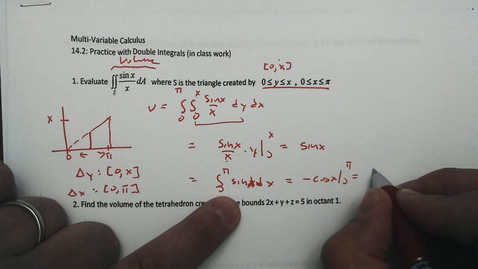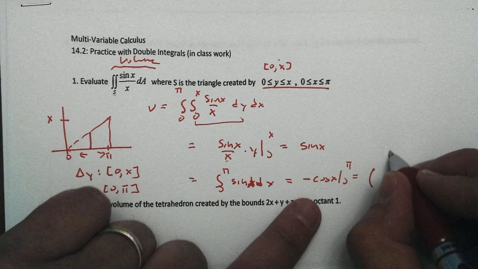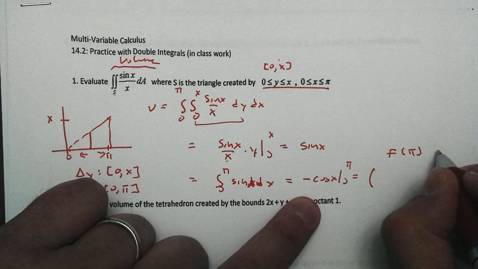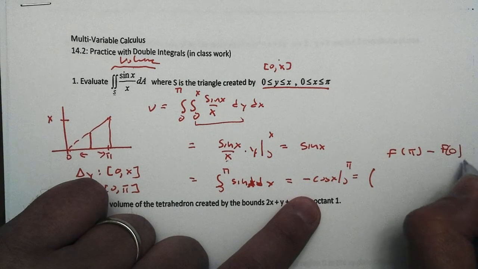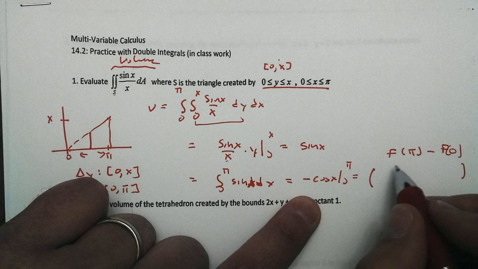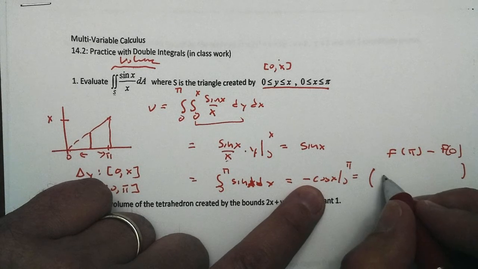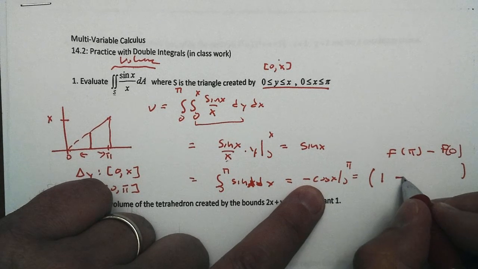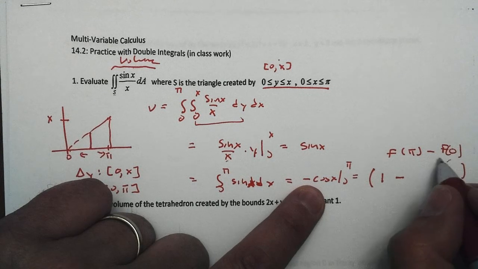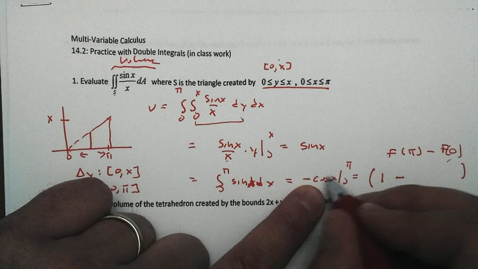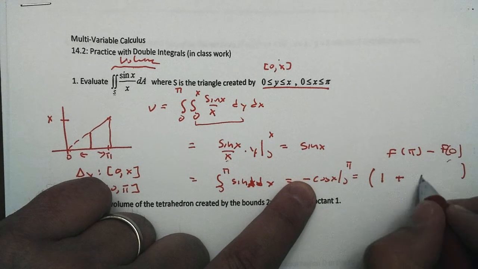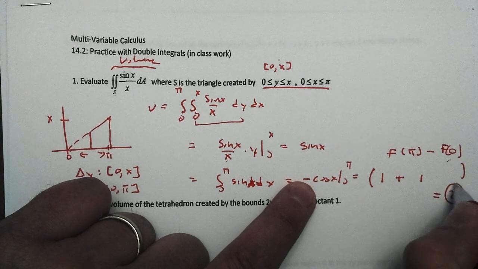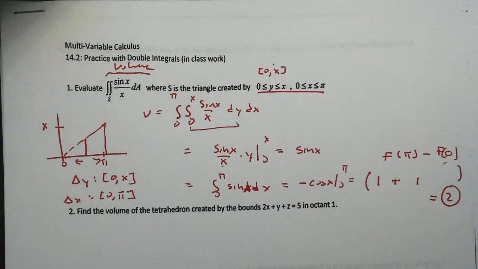And we can just solve this out using the fundamental theorem, FTC: F of pi minus F of 0. Let's see what we get. If we plug in pi, the cosine of pi is negative 1, so this becomes 1. Minus, and of course the cosine of 0 is 1, but it's a negative, so we get plus 1. Oh, that's nice. We just get the value of 2.